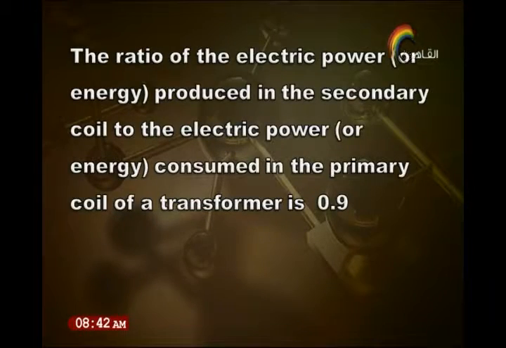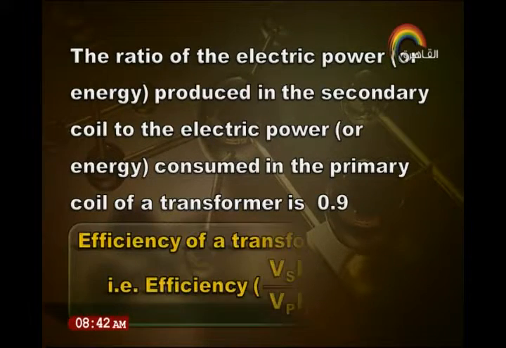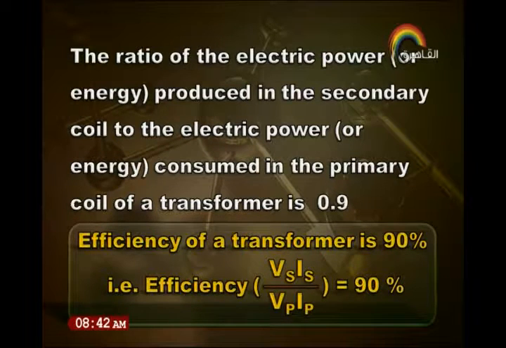Ratio of the electric power produced in the secondary coil to the electric power consumed in the primary coil of a transformer is 0.9. Ratio between the two powers, produced power and consumed power, is efficiency. So efficiency of the transformer is 90%. We can say efficiency equals VSIS over VPIP, and it is 90%.